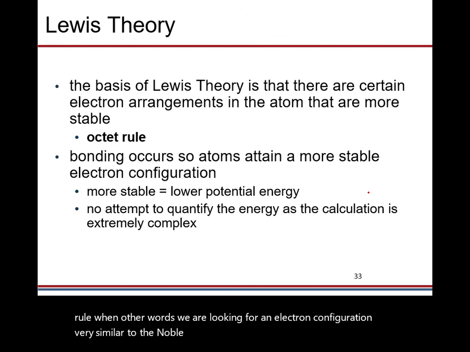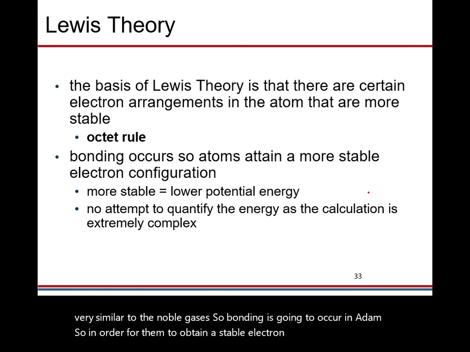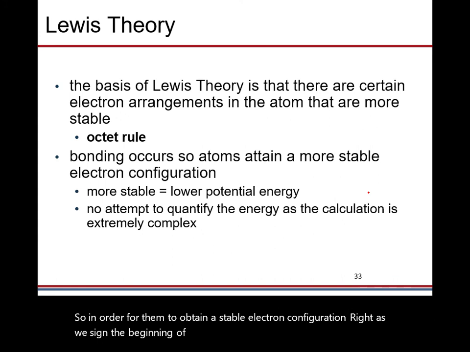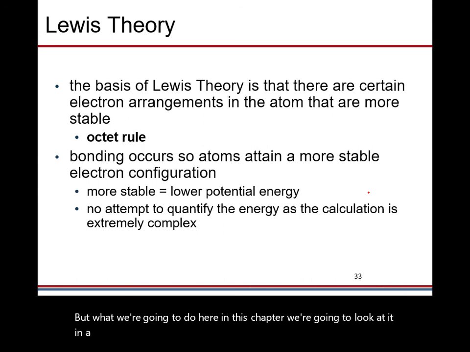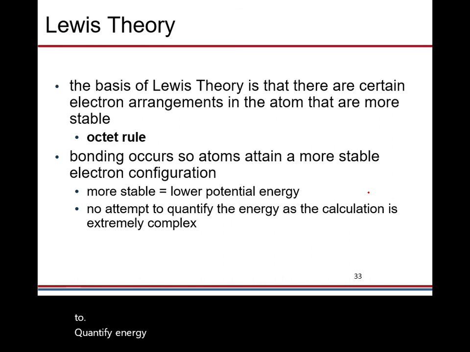So bonding is going to occur in atoms in order for them to attain a stable electron configuration, right, as we saw in the beginning of this video. More stable, lower potential energy. But what we're going to do in this chapter is look at it in a very qualitative manner. No calculations. We're not going to attempt to quantify energy or any of this stuff.